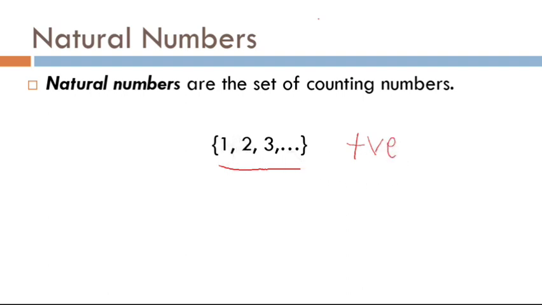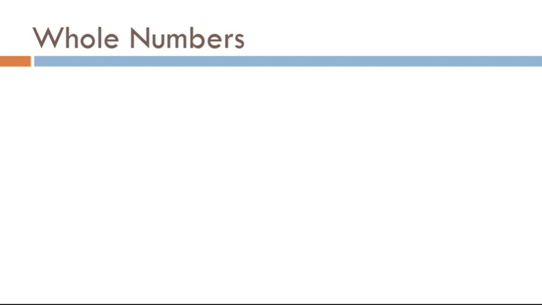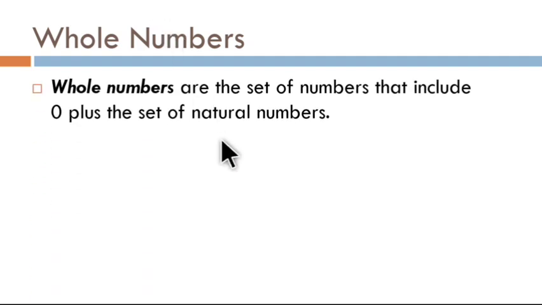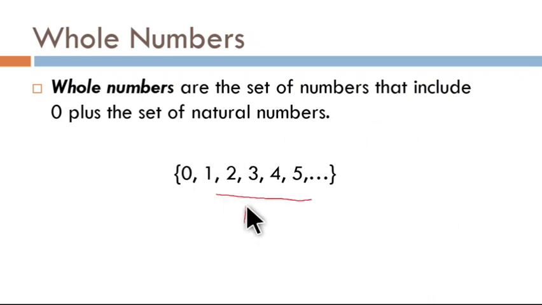The next set we have is whole numbers. What is a whole number? Whole numbers are the set of numbers that include 0 plus the set of natural numbers. What are those numbers? 0, 1, 2, 3, 4, 5 and so on. These are the natural numbers, right? If we add one more element, 0, to this natural number set, it becomes the whole numbers. We denote that by the letter W. So these are the set of whole numbers.